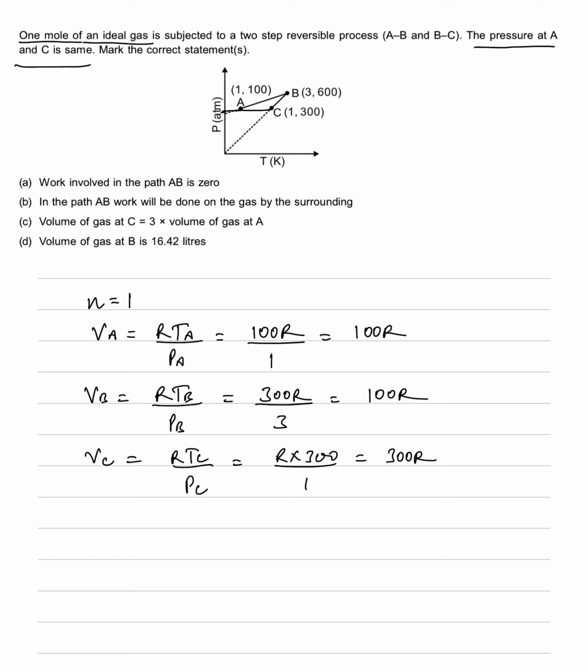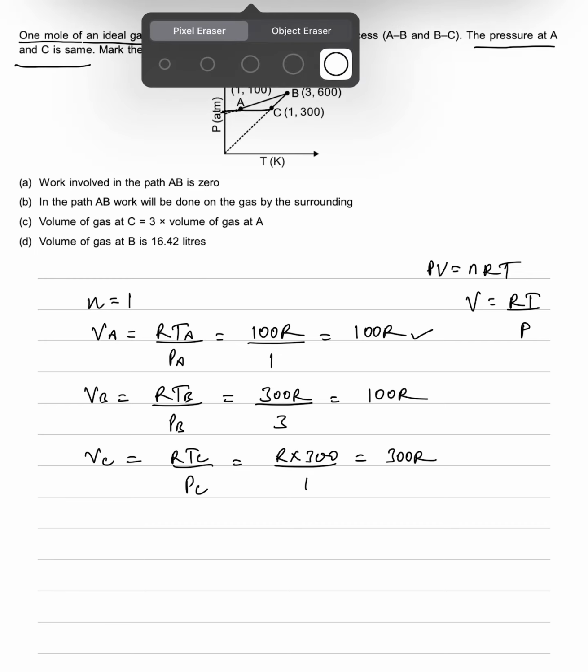We can do one thing. We can find the volume at each and every point in this process, that is at points A, B, and C. Because we know PV is equal to nRT, and since n is equal to 1, V is equal to RT by P, right? Now volume at A is equal to RTA upon PA. TA is 100 Kelvin and PA is 1 atmosphere. So VA is equal to 100 R.